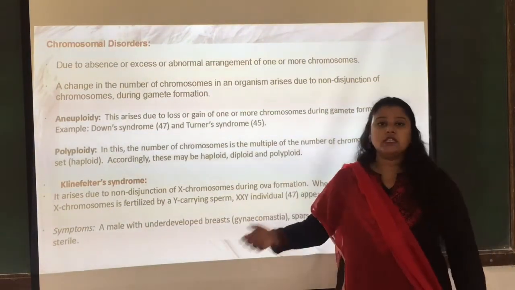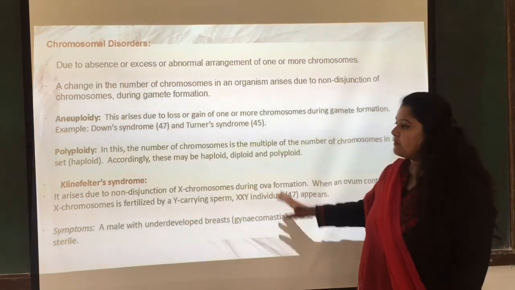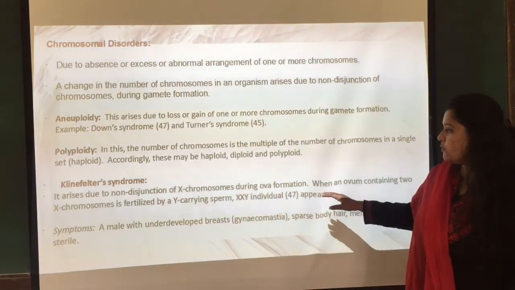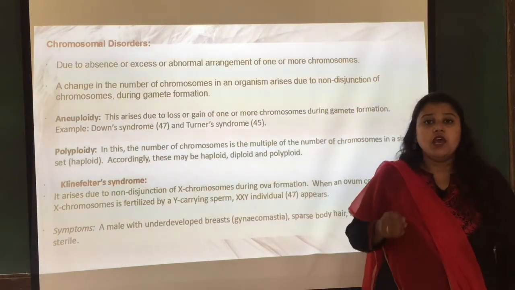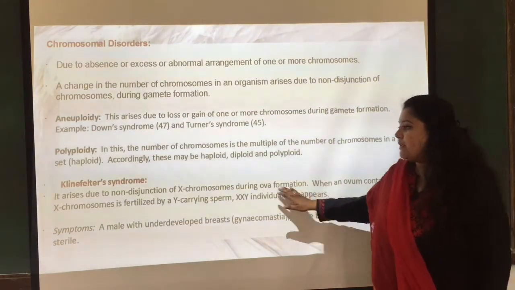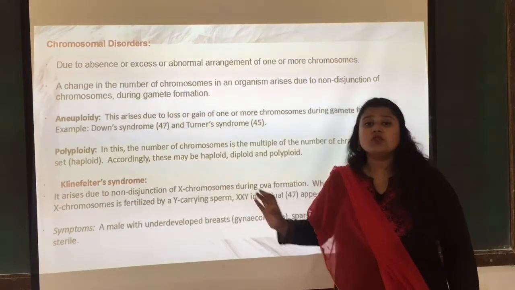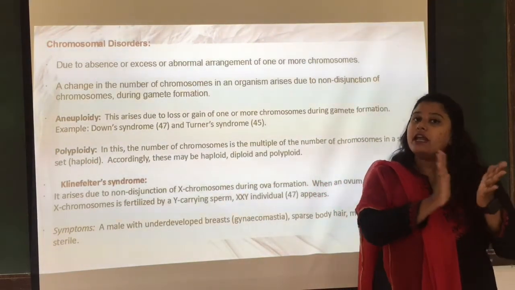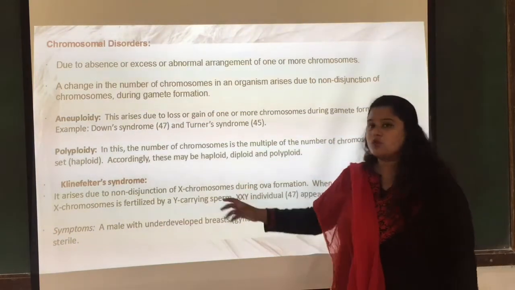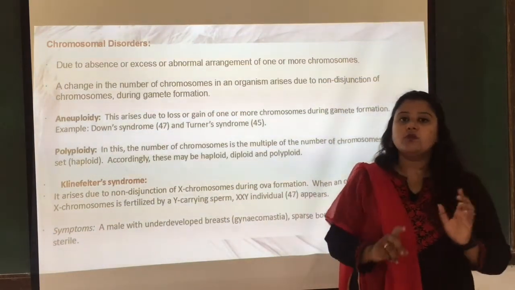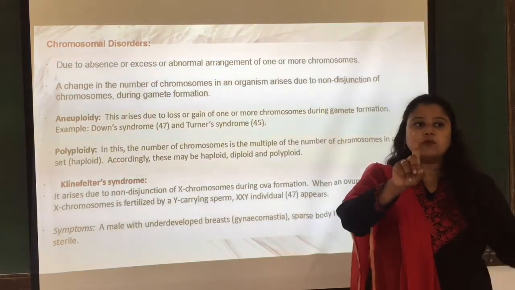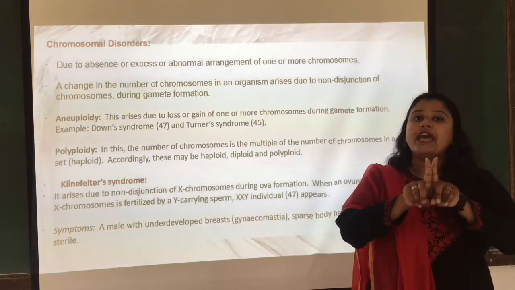Now we are going to see the three types of syndrome. The first syndrome is Klinefelter syndrome. This arises due to non-disjunction of the X chromosome during ova formation. Right? Whenever the ovum is being formed, what happens? This X chromosome is not properly joining with the particular X. Right? Now the X chromosomes are also present in pairs. That means one chromosome, second chromosome. This whole forms the X chromosome.